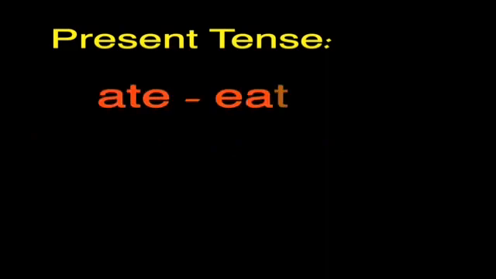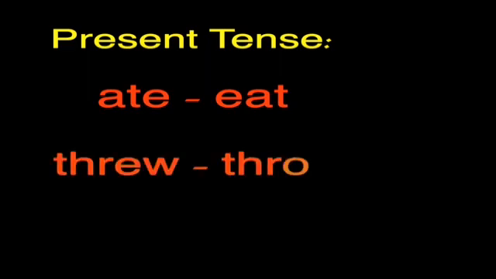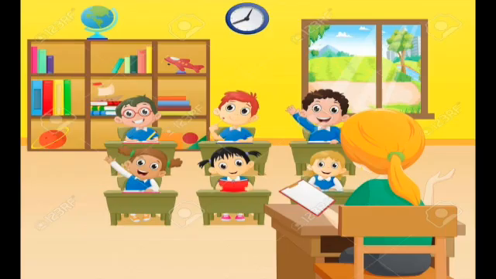Children, also underline these words and write the present tense for the same. Ate, eat. Ate. The present tense is eat. Threw, throw. Threw. The present tense is throw. With this, our section 1 explanation is done. Hope you all have understood till here.